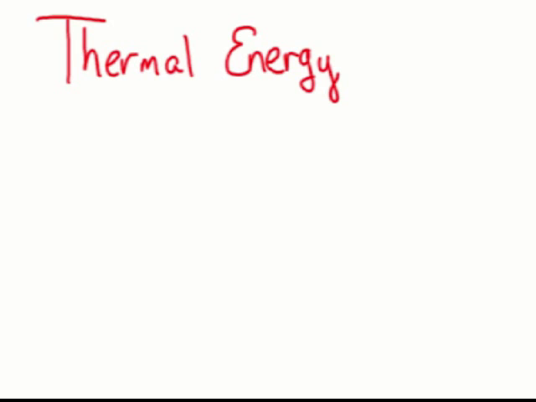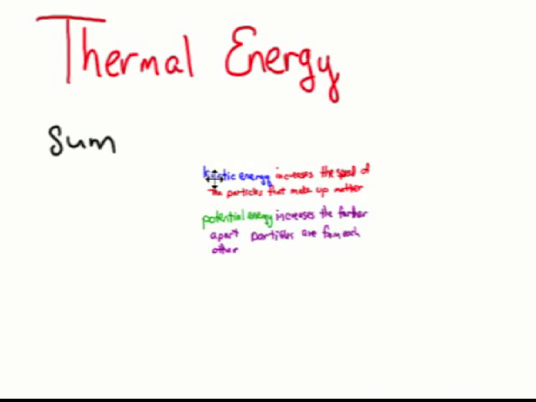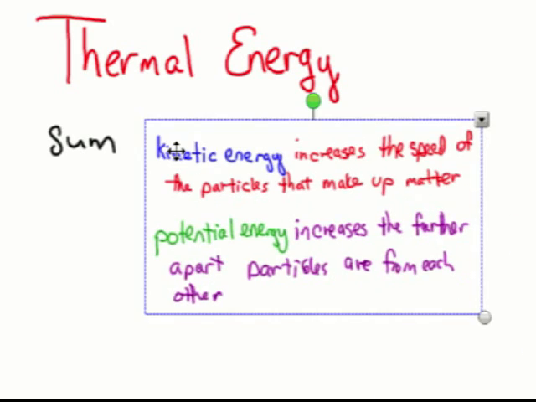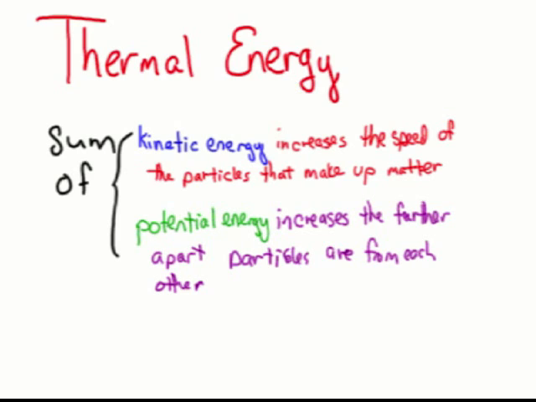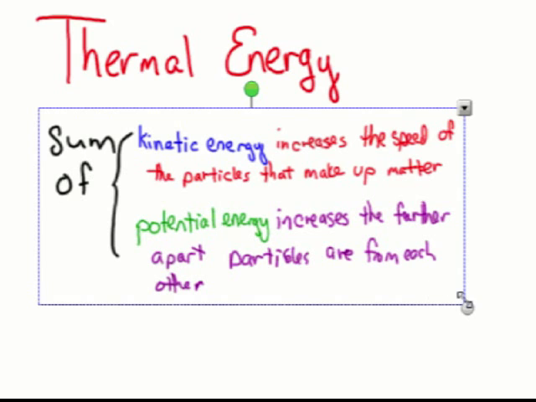Thermal energy is defined as the sum of all the kinetic and potential energy in a system when we're considering particles and their motion. Kinetic energy increases with the speed of the particles that make up matter, and potential energy increases the farther apart particles are from each other. There's a graphic in the textbook that helps to explain this.